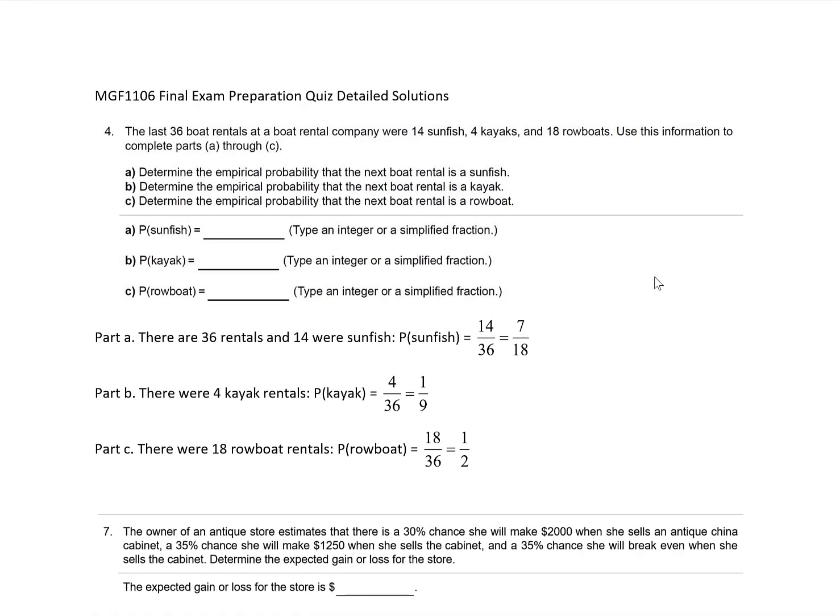The last 36 boat rentals at a boat rental company were 14 sunfish, 4 kayak, and 18 rowboats. Use this information to complete parts A through C. Part A, determine the probability the next boat rental is a sunfish. There were 36 rentals and 14 were a sunfish, so the probability is 14 over 36, which simplifies to 7 over 18. The second part asks for the probability that the next rental is a kayak. There were 4 kayak rentals, so 4 over 36 simplifies to 1 over 9. And finally, 18 rowboat rentals, so the probability of a rowboat is 18 over 36, or 1/2.